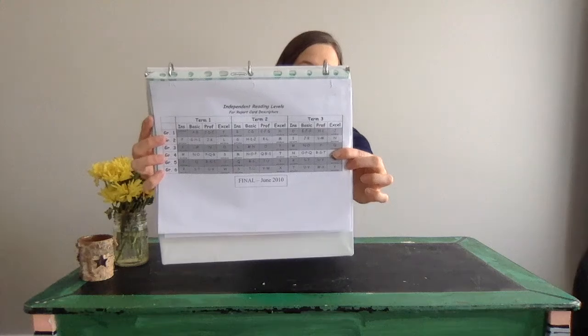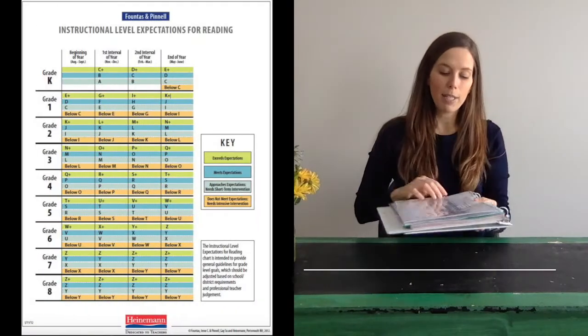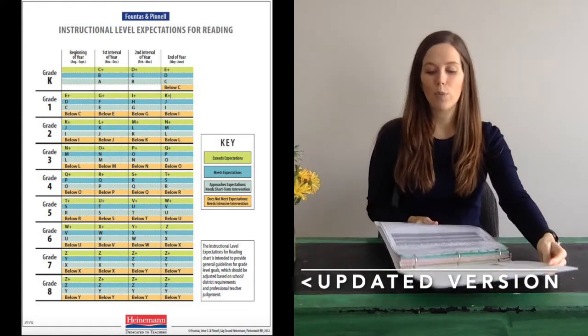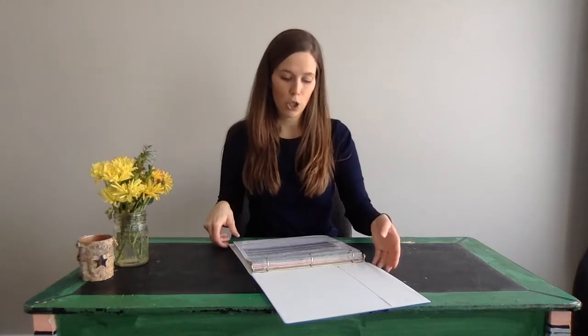This binder was actually my binder from last year. I just want to show you what it looks like from start to finish and what the charts look like and all of that. So first thing, right when you open up the binder, the very first thing that I have is a chart. And it's all the independent reading levels for each of the terms for each of the grades and report card descriptors. So I keep this right at the front of my binder just as a good reference sheet for me to remember where my students should be at by the end of each term.